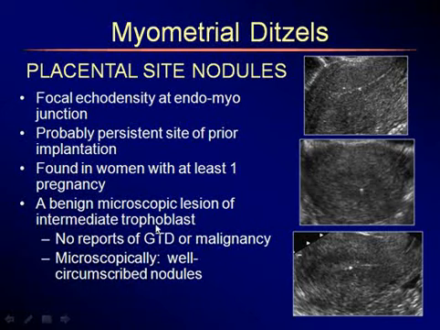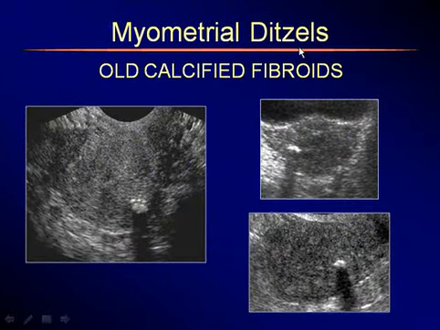Now, as soon as I say trophoblast, you're not supposed to think of potential for gestational trophoblastic disease or malignancy or anything like that. This is just how pathologists classify it. There have been no reports of this degenerating. Microscopically, they are well circumscribed nodules, and that's why we call them ditzels, because it's just a little collection of things. Sometimes these little ditzels are actually small fibroids, and these three examples here are old calcified involuted fibroids, common in postmenopausal women.